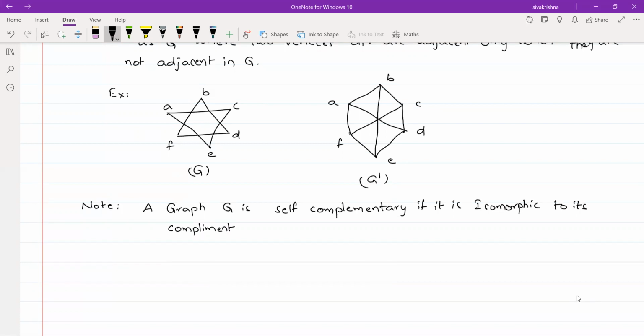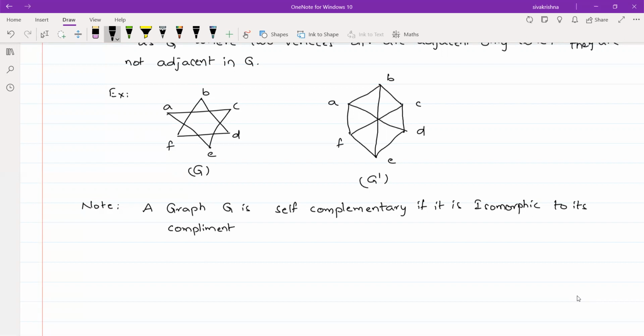It means, in the above example, if you want to say the graph G is a self-complementary graph, then what we have to prove is that G and G dash are isomorphic to each other. We already know how to prove that two graphs are isomorphic to each other. So if G and G dash are isomorphic to each other, then we say that the graph G is self-complementary. That is about this note.